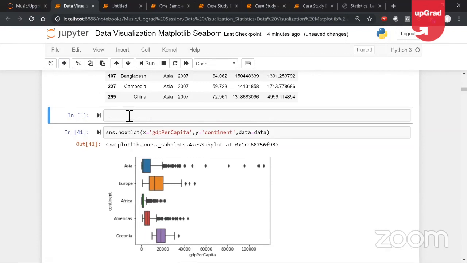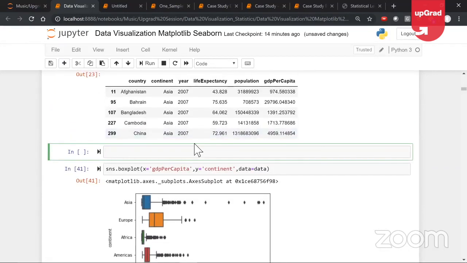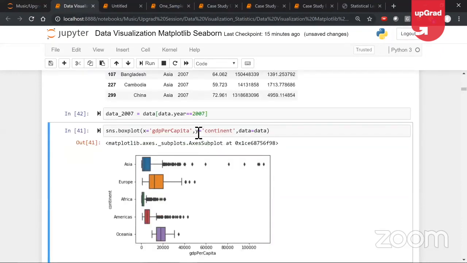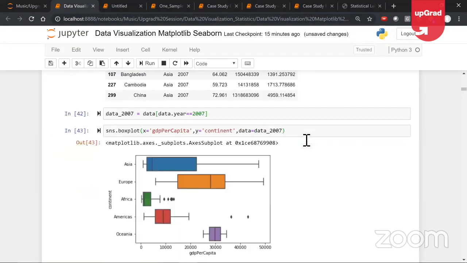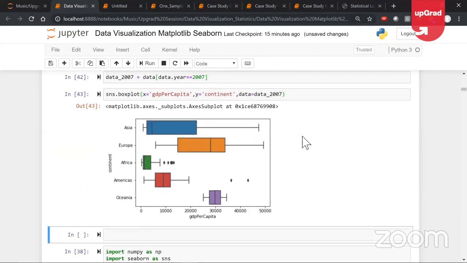So what I can also do is put a simple logic where I can say this is data underscore 2007. And how do I do that? I'll probably put a simple filter and say data.year is double equal to 2007. Okay, and here I will use only 2007 data. And now what I get is something a little bit more interesting. Obviously, Oceania is basically Australia and New Zealand, and Asia, as you can see, the median is good.